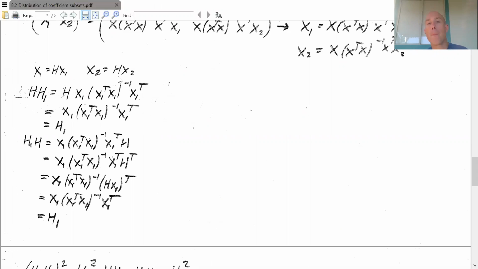Okay. So now, let's consider H times reduced H. Let's just write it out. Well, I notice that this is H times X1, right? Well, that's just X1, so that has to be reduced X, reduced H. Boom. Things are just flowing, flowing, flowing.